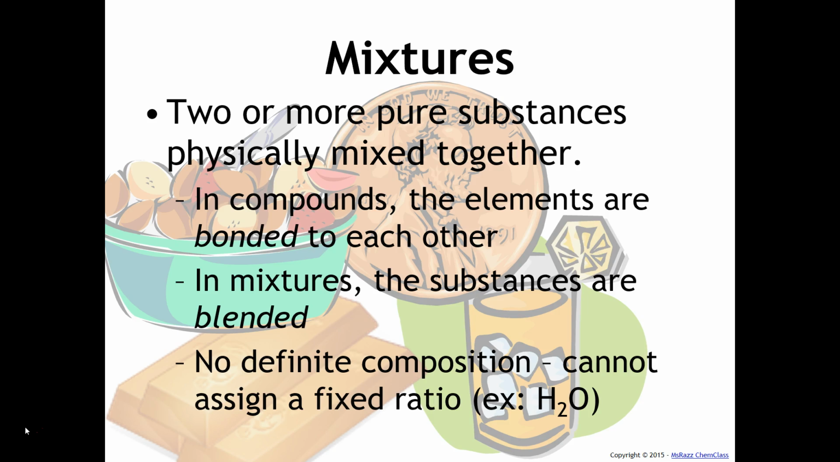However, if you had a mixture of salt and sand, you can mix those really in any proportion that you wanted. You could have 2 to 1, you could have 1 to 1, you could have 3 to 1. So that's how you can quickly identify whether it's going to be a mixture or a pure substance such as a compound.